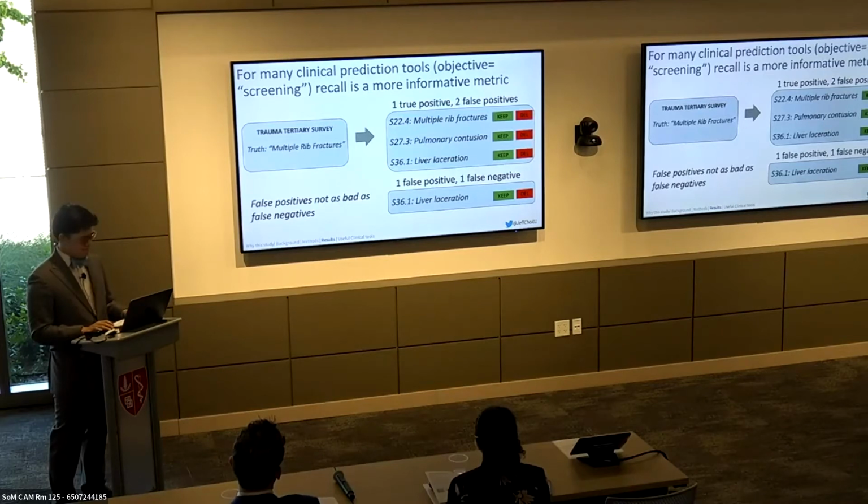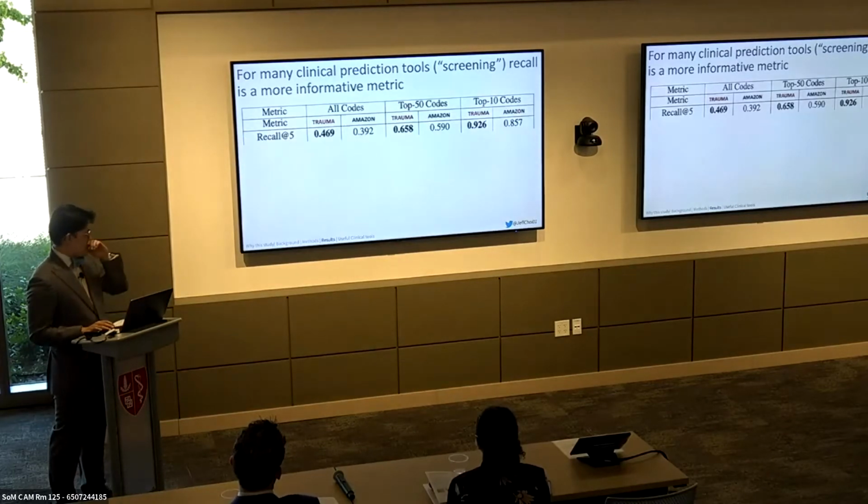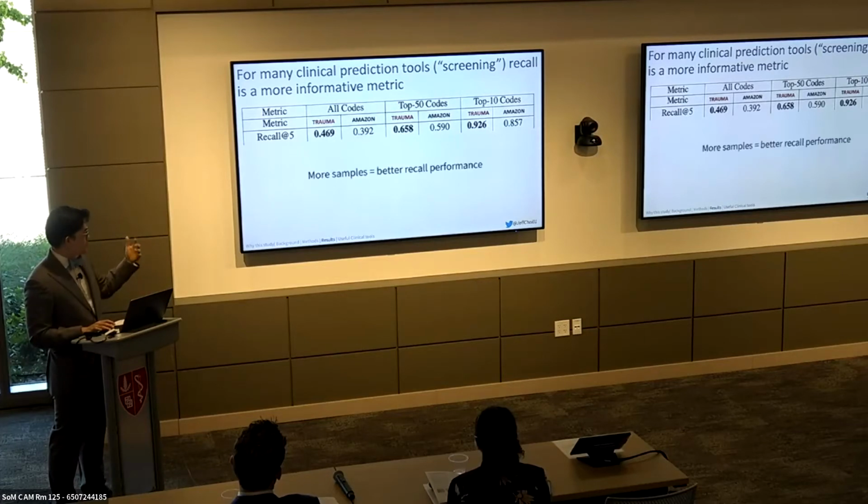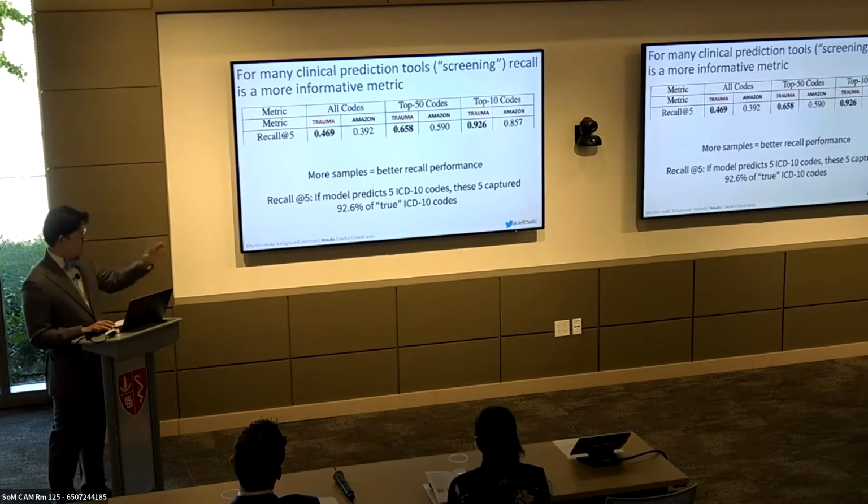metric to evaluate. So this table shows our model's recall performance for all ICD codes, the top 50 and the top 10 most frequent ICD codes in the data set. And the takeaway is that the more data our algorithm was trained on, the better the performance. And for the sake of time, if you're interested, I'd be happy to chat later about exactly what the @5 means.